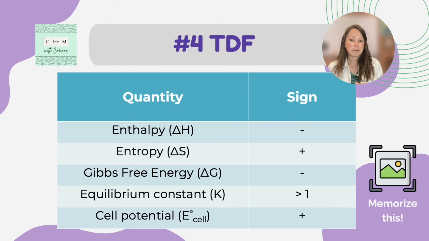When it comes to the equilibrium constant, we're looking for a products-favored reaction, and then we'll talk about cell potential and electrochemistry soon enough, but we're looking for a positive E cell value.